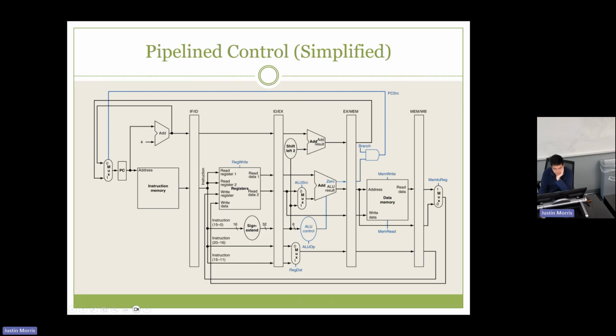So now the question is, since we have all of these control signals, where do we generate them? And how are we going to save them to have them follow the instruction? So where should we generate these control signals? Is there one place, or should I just calculate them every single time I need them?